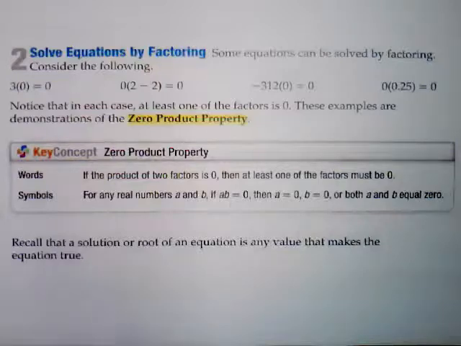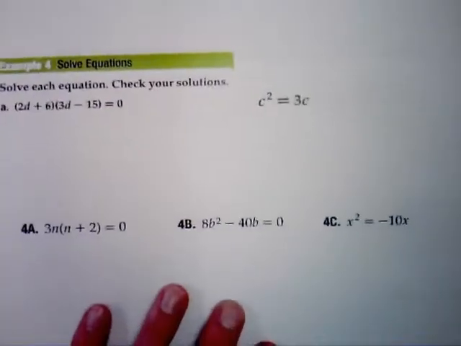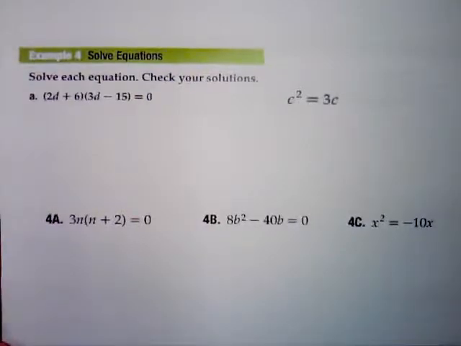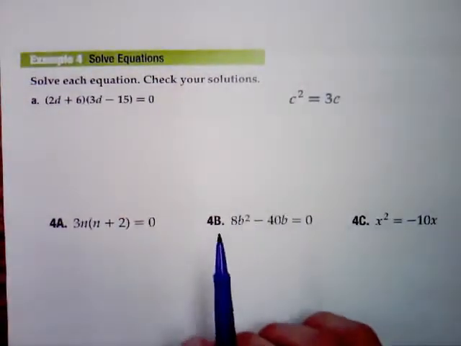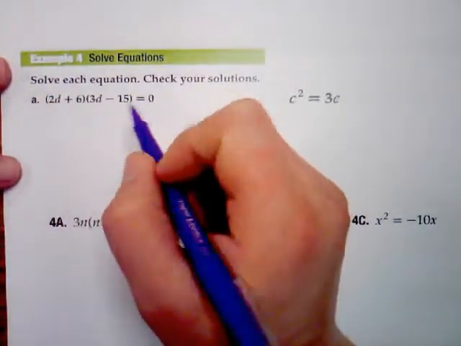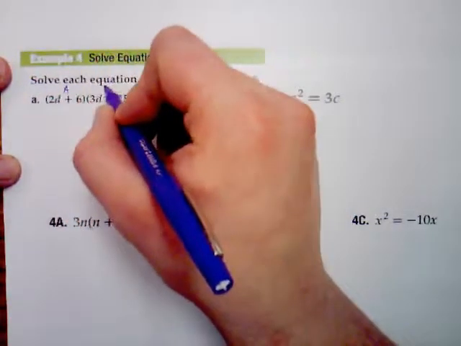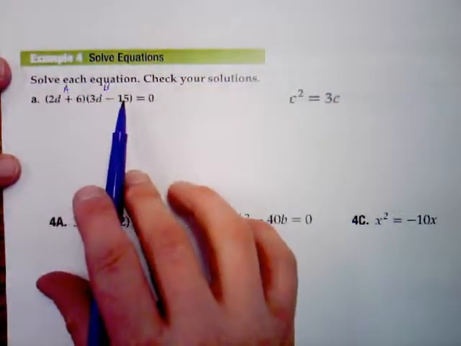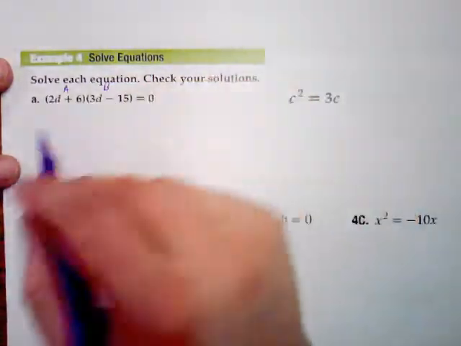Okay? So it says, recall that the solution or root, which is another name for the solution of an equation, is any value that makes the equation true. So what we're going to find here in these next equations is we will have more than one answer that will make this true. So solve each equation, check your solutions. For A, I have two things multiplied together equals 0. We'll call this one A, this one B, equals 0. So that means that either A equals 0 or B equals 0, or both of them equal 0.